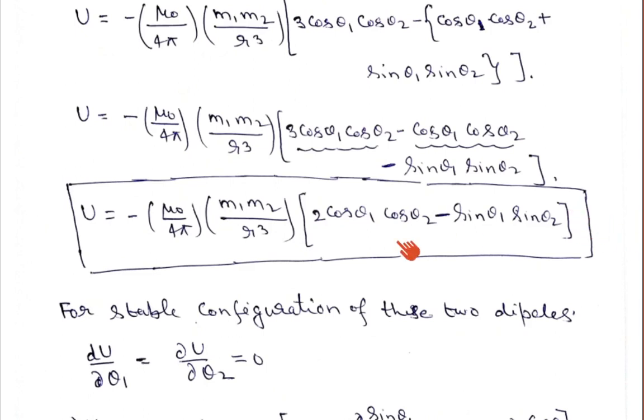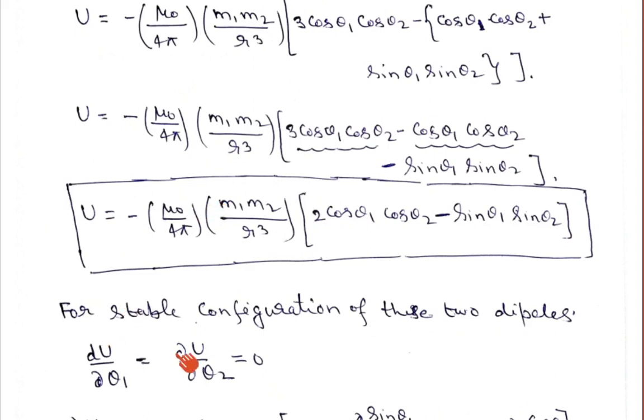Now it may be asked to you to find out the stable configuration of these two dipoles, meaning what will be the equilibrium position of these two dipoles, because here we have calculated the energy considering these dipoles are aligned at angles theta 1 and theta 2. If they are interacting, then that is the energy. Okay.